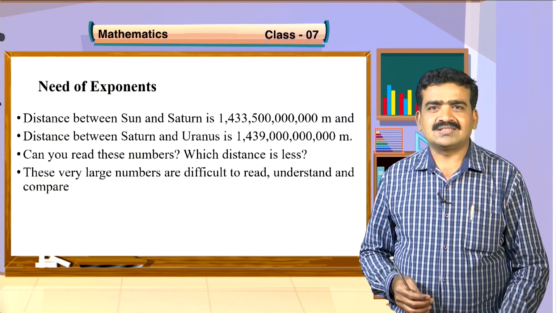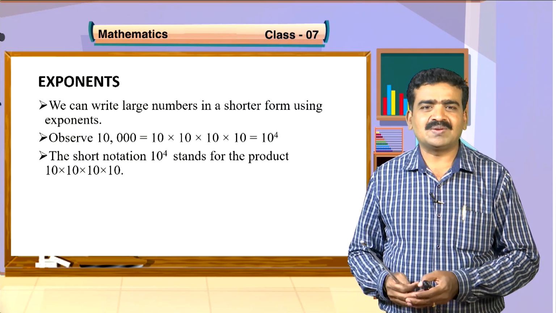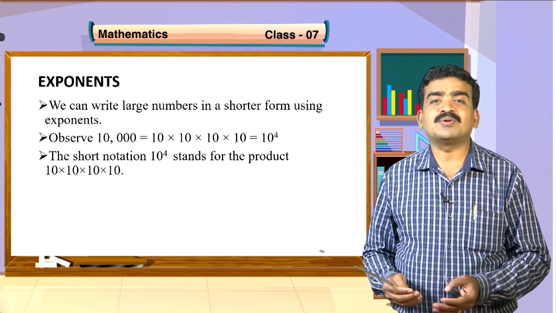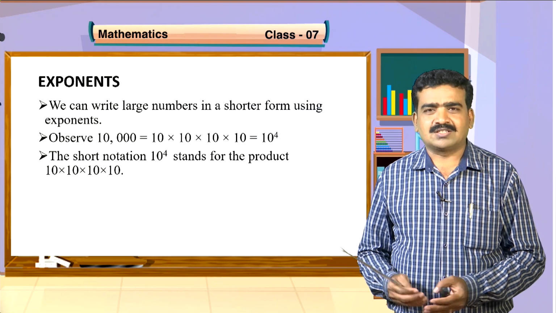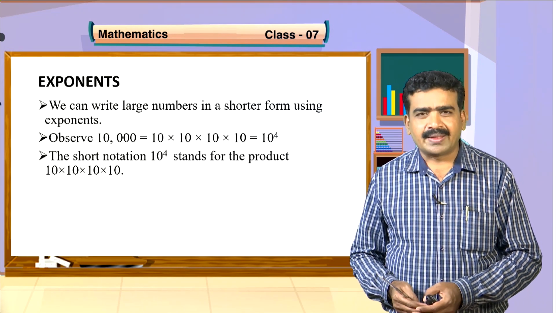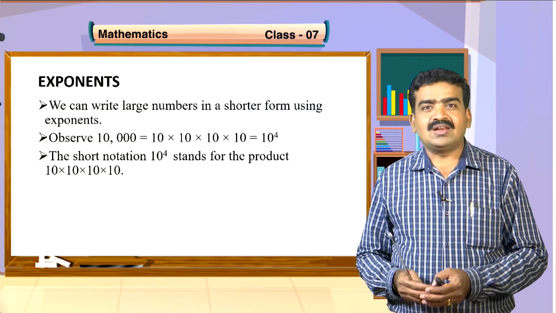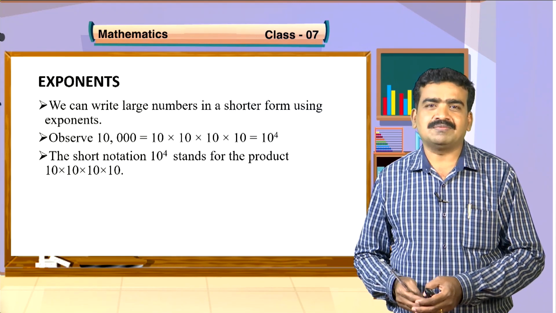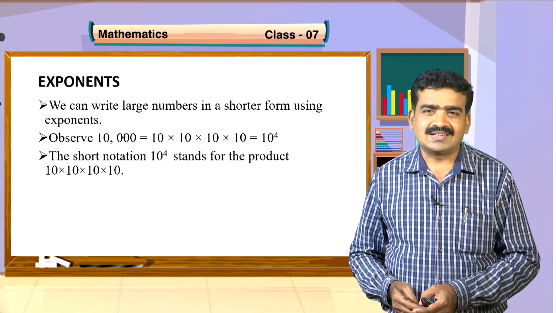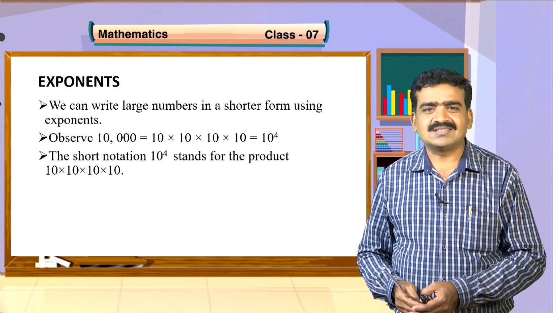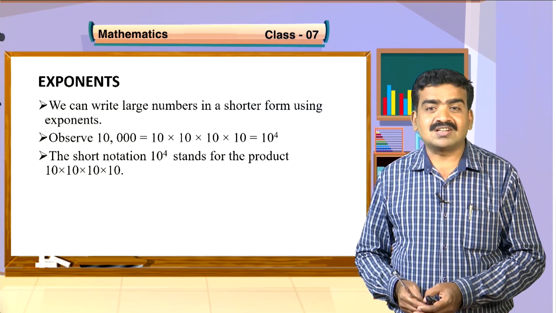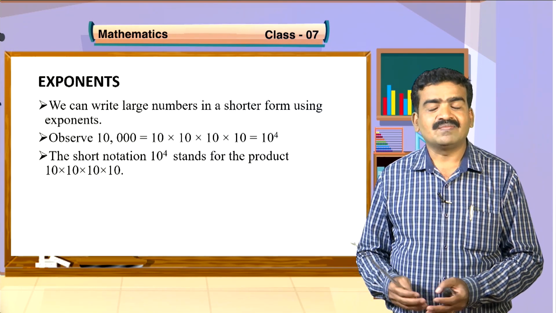So, for this we are going to express them in the simplest way, that is in exponential form. Exponential form is nothing but expression of a larger number in the simplest way by using power. They are called exponents. So, we can write larger numbers in shorter form using exponents.